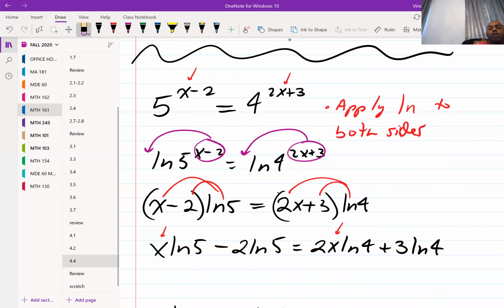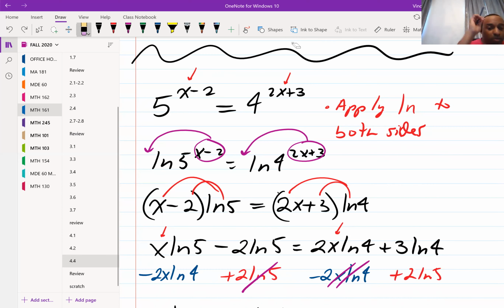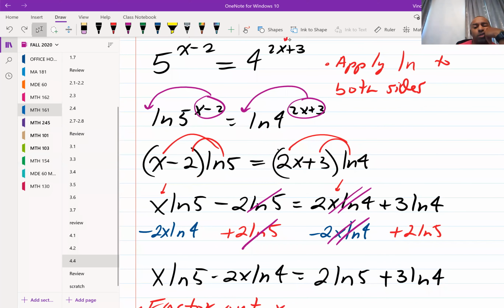All right, so now notice we have x in two different terms. Your goal should be to get all of your terms with x on one side, all of your terms without x on the other. So we're going to subtract 2x natural log of 4 from both sides and add 2 natural log of 5 to both sides. Once again, I'm trying to get all of my x terms to one side, all of my terms without x to the other. And this will be the result: x natural log of 5 minus 2x natural log of 4 equal to 2 natural log of 5 plus 3 natural log of 4.